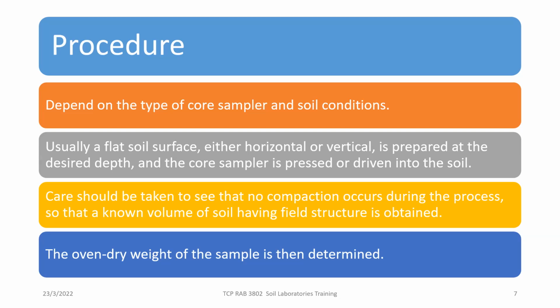The core sampler is pressed or driven into the soil. Care should be taken to see that no compaction occurs. It is very important to take care of the pressure you apply on the core so that you do not make artificial compaction or disturbance of the soil sample during the process, so that a known volume of soil having field structure is obtained. The oven dry weight of the sample is then determined.